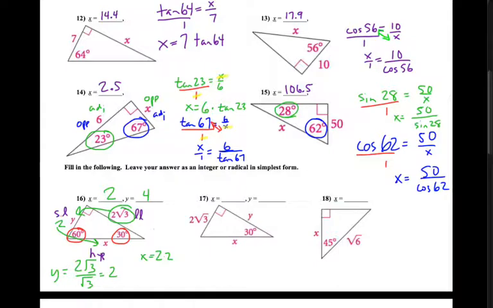To go from the short leg to the hypotenuse, smaller to bigger, I multiply by the magic number, which is 2, and then 2 times 2 is 4.